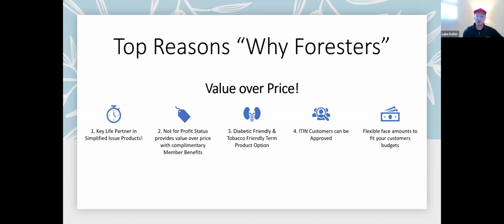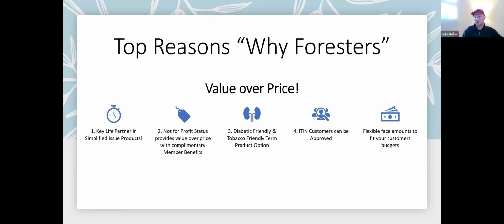So we know that's where the consumer market is going, right? Everybody on this call probably has an Amazon Prime account. You do the same thing, right? We want easy, quick access to the stuff that we need, that we value, and Foresters can certainly help you with that on our simplified issue platform.